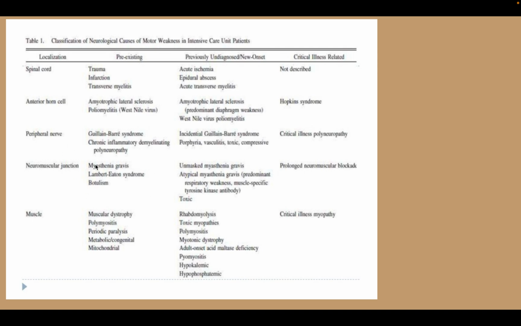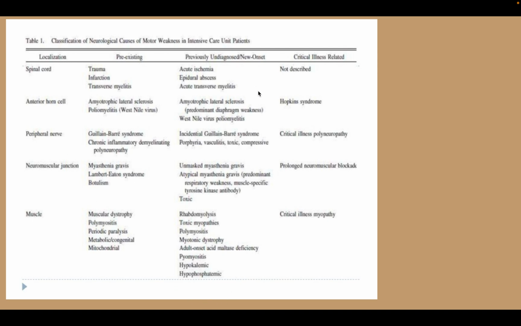Neuromuscular junction, classically myasthenia gravis, botulism, and of course some muscle problems like muscular dystrophies, polymyositis, periodic paralysis, metabolic or congenital, and mitochondrial defects. Also this could be previously undiagnosed, either in the form of rhabdomyolysis or toxic myopathies, and of course hypokalemia and hypophosphatemia.